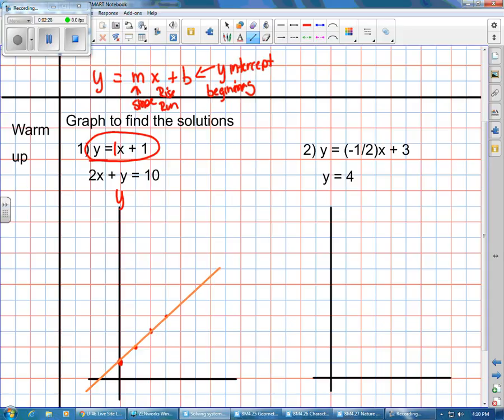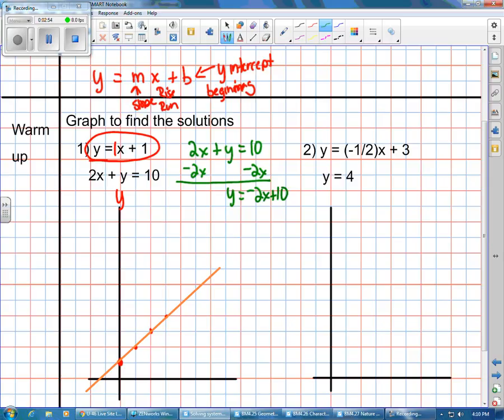Next, we're going to do the other equation. But wait, the other equation is not in slope-intercept form yet. I've got 2x plus y equals 10. If I want my y by itself, I'm going to subtract 2x from both sides of the equation. And now presto changeo, I am in slope-intercept form. Go ahead and graph this line. Pause the video, graph this line, and then check to make sure that you've got this down.